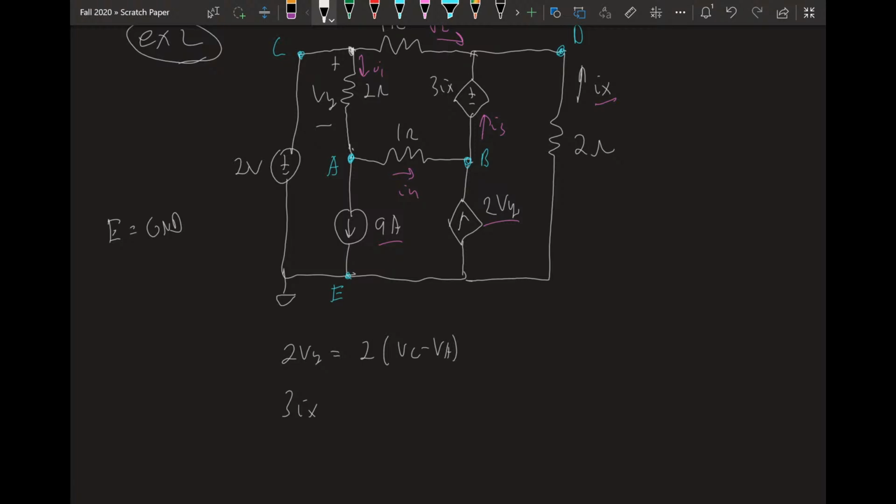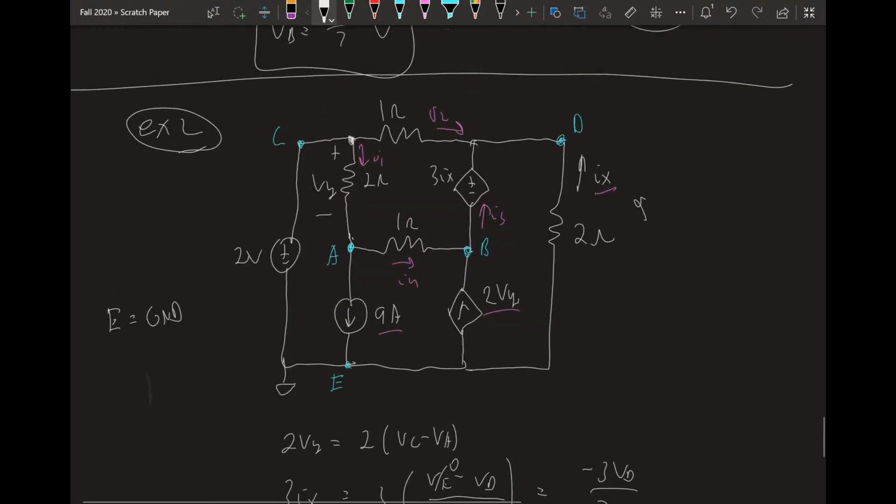Okay. Ix, we want to define in terms of node voltages, so we can do the same equation you've been doing. Let's say that Ix equals VE minus VD over 2, which makes sense, right? VE is 0, so this equals negative VD over 2. So now we have both dependent sources in terms of node voltages, and we can sub those in at the end to make our equation solvable.